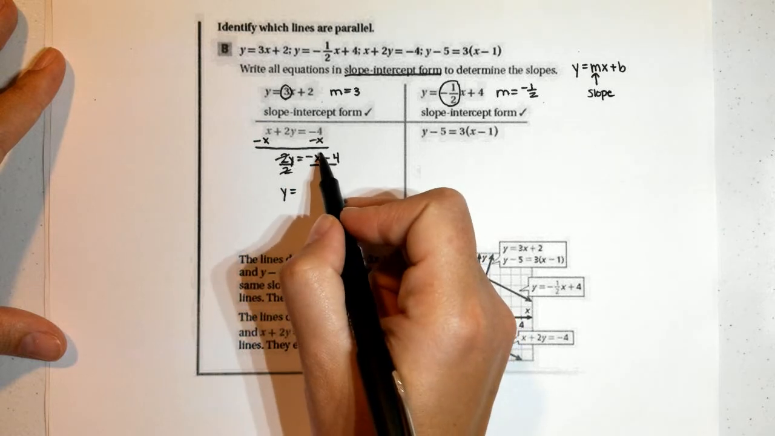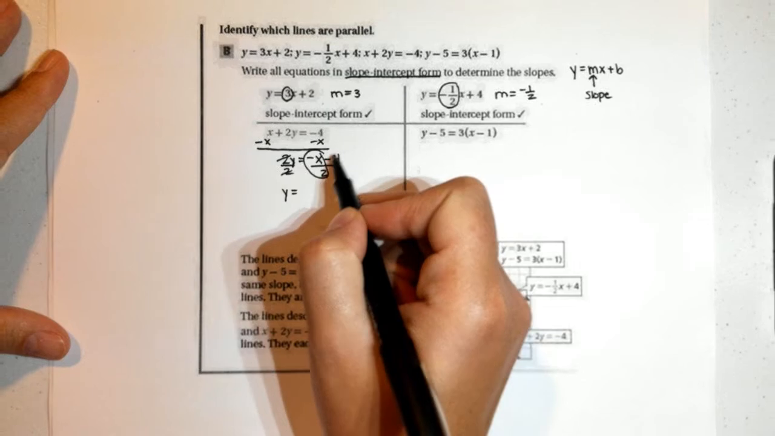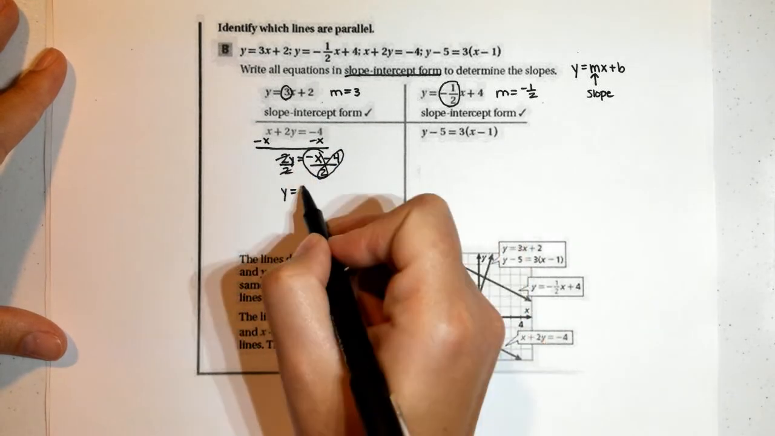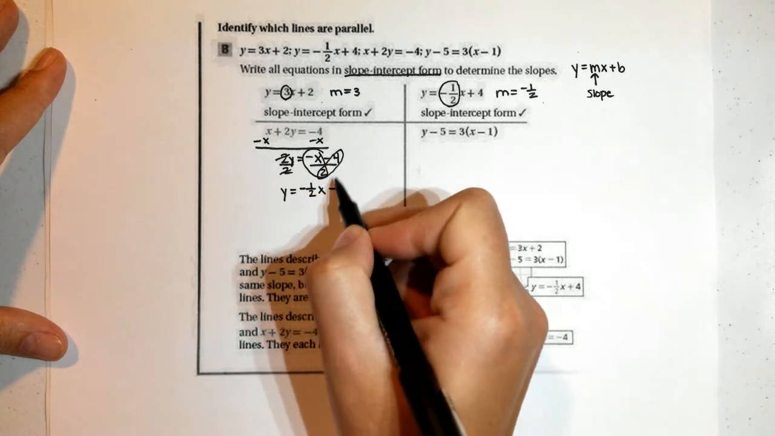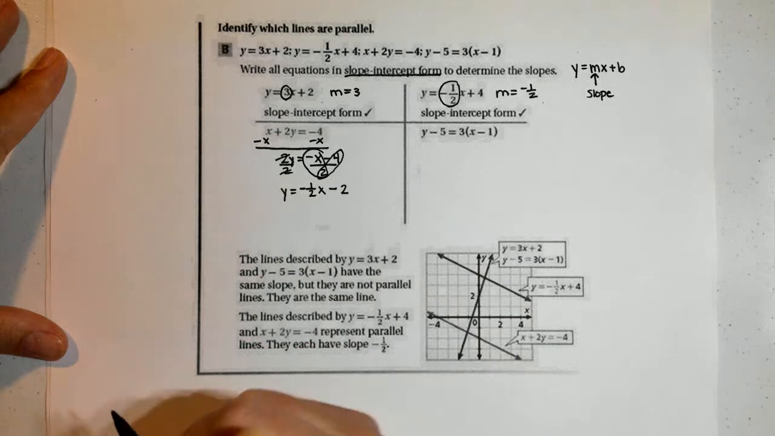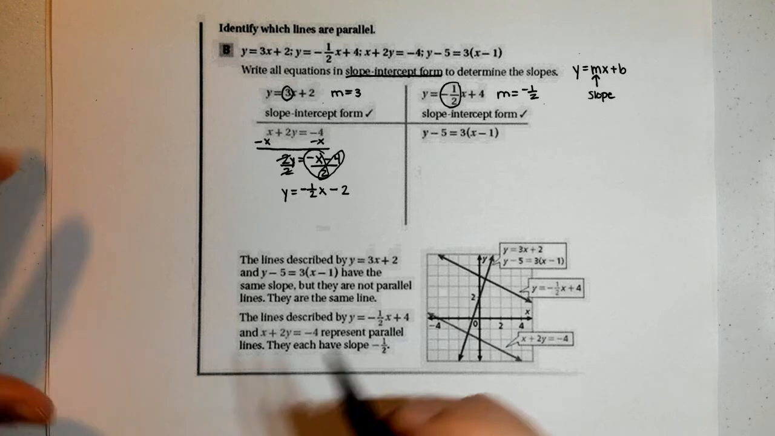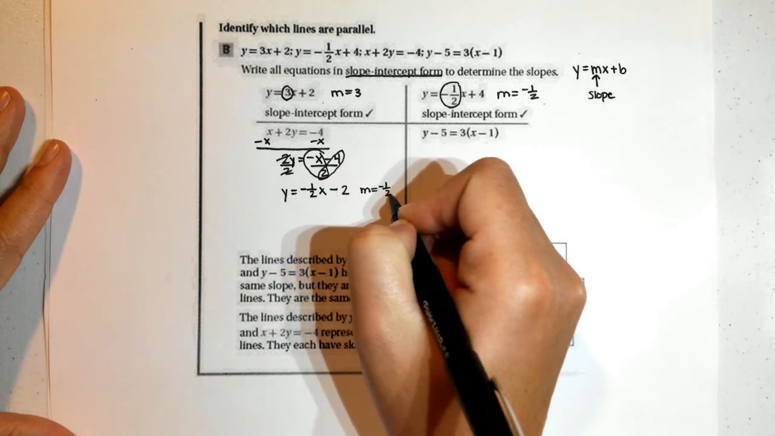And then here I'm going to break it into two parts. I'm going to have this negative x over 2 and then minus 4 over 2. So negative x over 2 is going to give me a negative 1/2 x, and then minus 4 over 2 simplifies to 2. So my equation is y equals negative 1/2 x minus 2. And here my slope is negative 1/2.